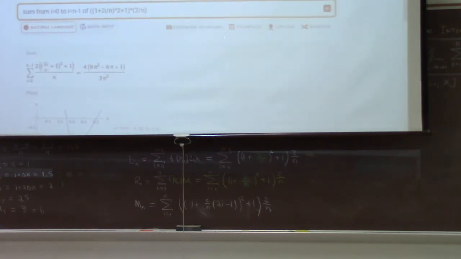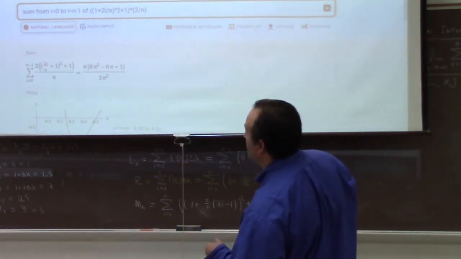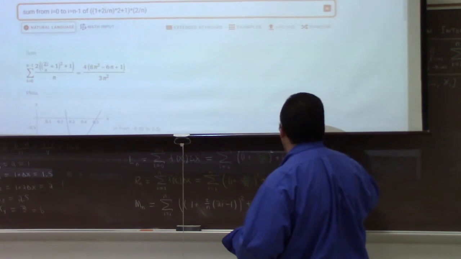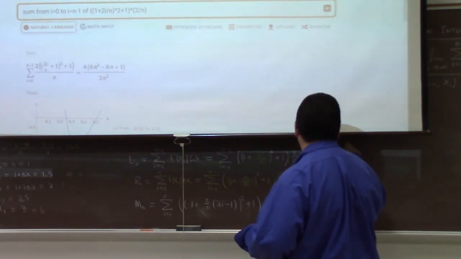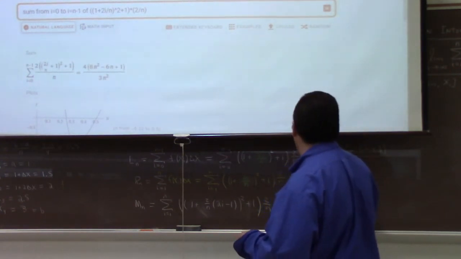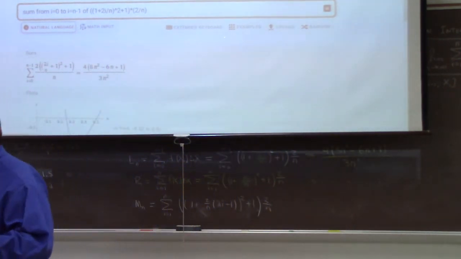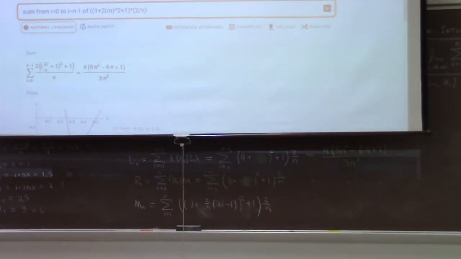There we go. So what we get, if we trust Wolfram Alpha, and I do on this point, is 4 times 8n squared minus 6n plus 1 divided by 3n squared. Now, if you want to do 30, it's easy, right? Just instead of putting n, you put 30 for n, right? I sent you a link with n equal to 30 for your homework, okay?